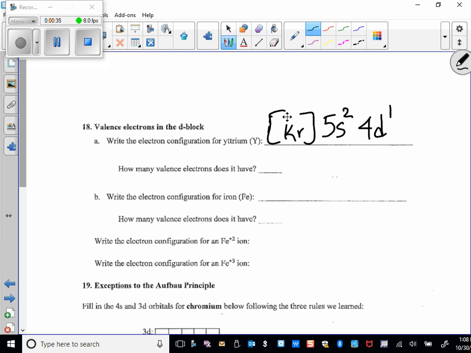So now, it has 4, that is your 3d, this is your 4s. Yes or no? This is your 4s, that is your 3d.